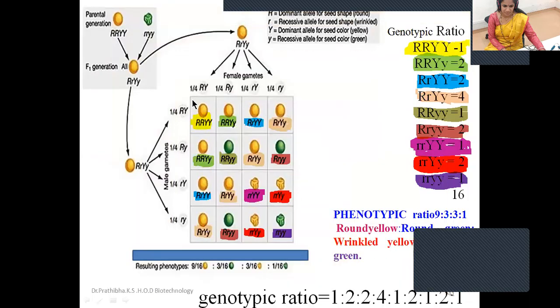This is the checkerboard. You can go through it. You can remember this one or the previous one also. I have written here the phenotypic ratio 9 is to 3 is to 3 is to 1. Then the genotypic ratio I've written. I think there should be 16 combinations here. Please check: 1, 2, 2, 4, 1, 4, 1, 2, 1, 2, 1. There is some mistake here.